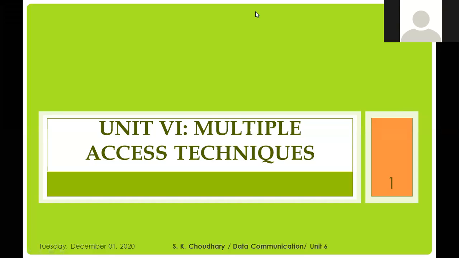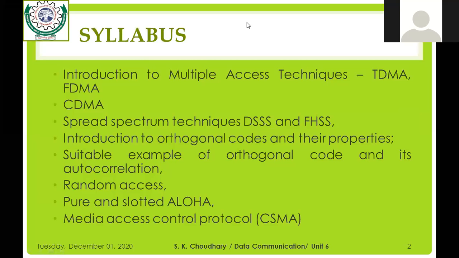Okay, thank you. So today we will start the sixth unit, multiple access techniques. These are the outlines and syllabus that we are going to study: the multiple access techniques TDMA, FDMA, CDMA, then spread spectrum techniques DSSS and FHSS, and then random access techniques like pure and slotted ALOHA, and then media access control, CSMA.